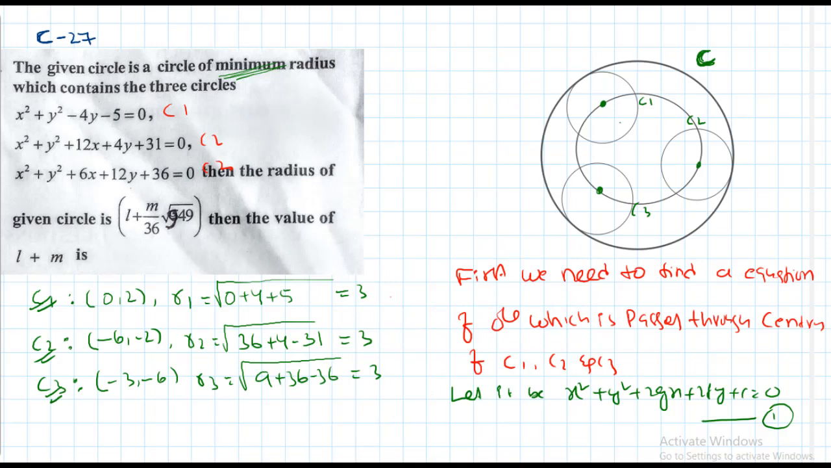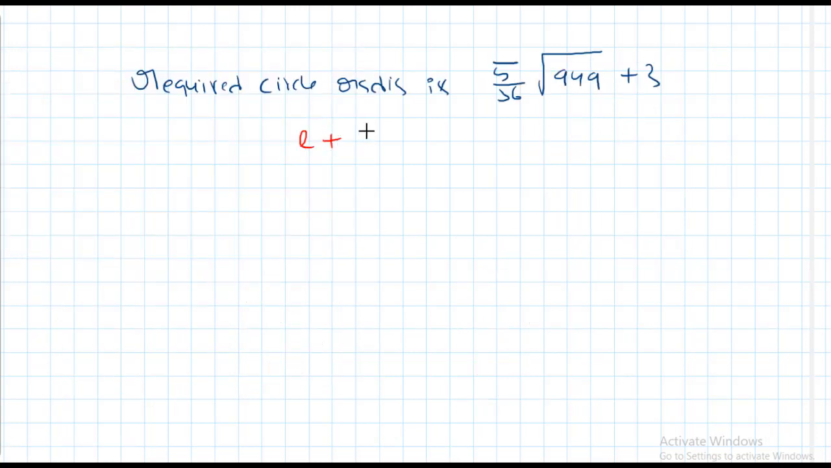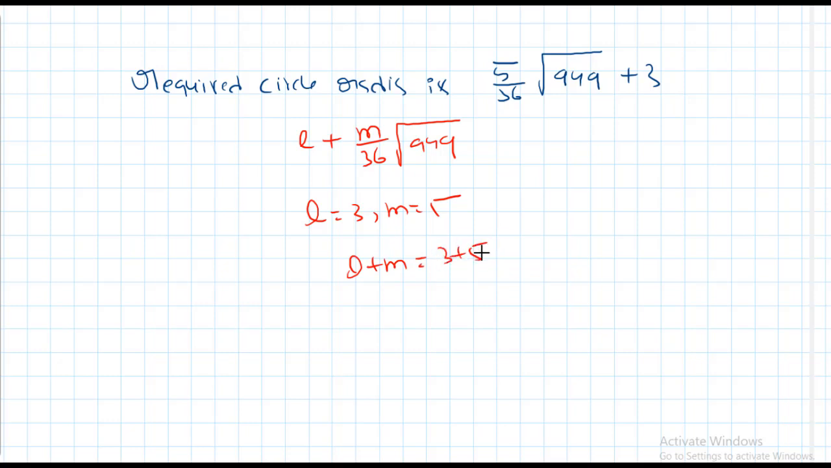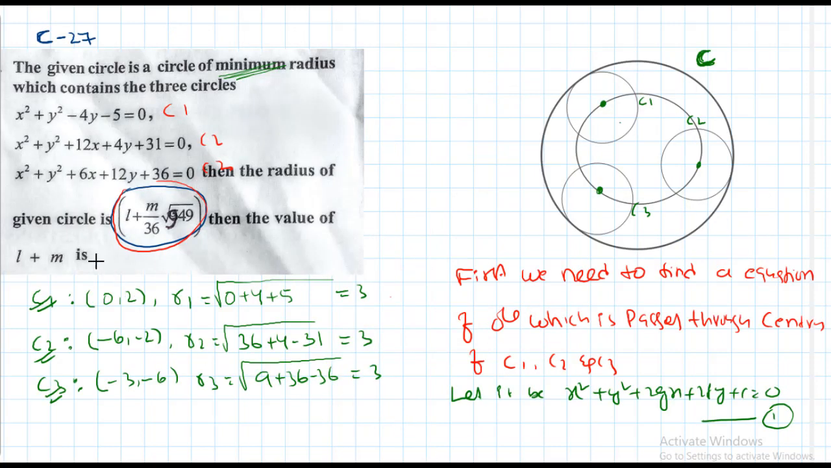Now we want to see what is given and what we want to find. Given: the radius of the required circle is L plus m by 36 into root over 949. L means 3 only, m means 5. We should find L plus m. Directly I can say that L equals 3, m equals 5. After that, L plus m equals 3 plus 5, that is 8. I can say that the required answer is 8.